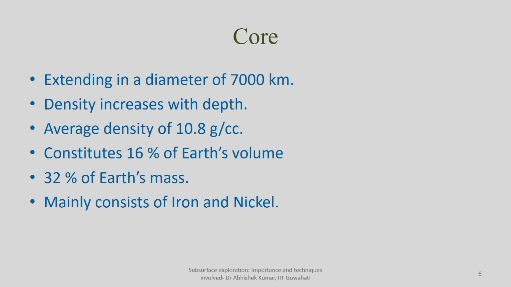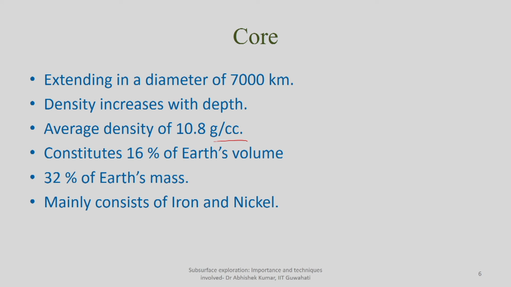Then coming over to the core. The core is extending over a diameter of almost 7,000 kilometers. You can consider this the diameter of the core, which is partly solid, and sometimes again in molten state. Density increases with depth in the core. Average density is 10.8 gram per cc.